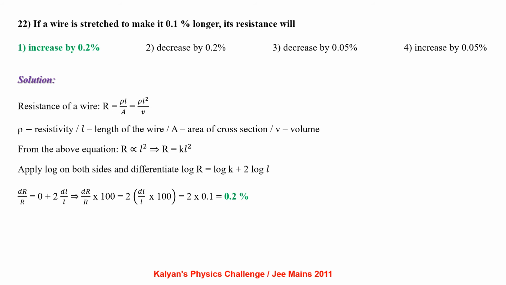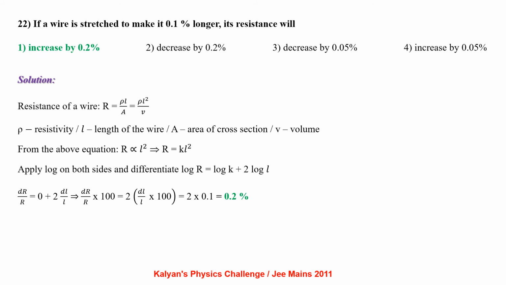If a wire is stretched to make it 0.1% longer, its resistance will become. The resistance of a wire is given by R equal to rho L by A. Multiply and divide with the length, it becomes rho L square by V. We should do this so that we can maintain the other variables constant as we take the relation between resistance and length. So here V is volume of the conductor, A is area of cross section, L is length of the conductor. Now the formula becomes R equal to rho L square by V. Rho and V are constants, so we can say R is proportional to L square.